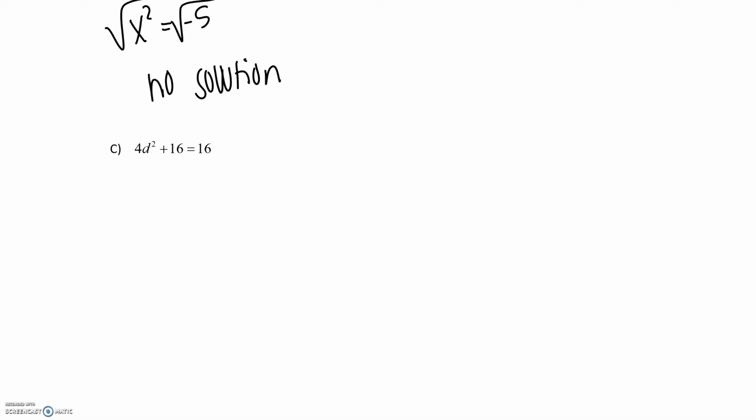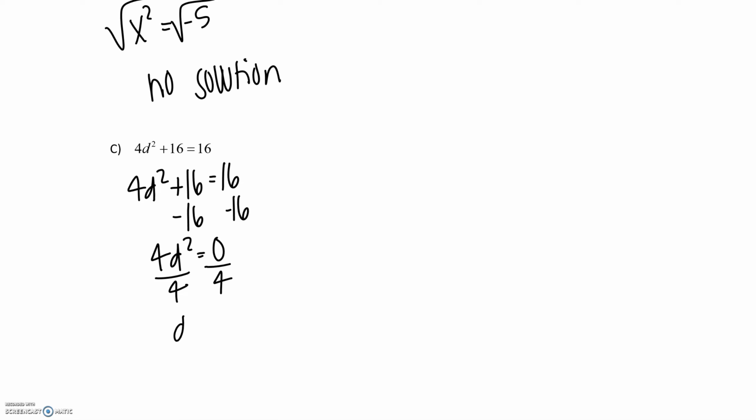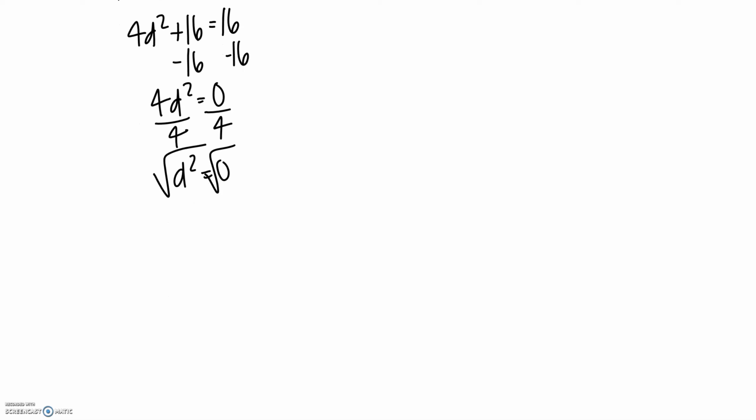Okay, and on this one we have 4d squared plus 16 equals 16. So if we subtract that 16 from both sides, that gives us 4d squared equals 0. 0 divided by anything is just 0 again, so we have d squared equals 0. And since 0 is neither positive nor negative, that just leaves us with d equals 0. So that's just one solution.